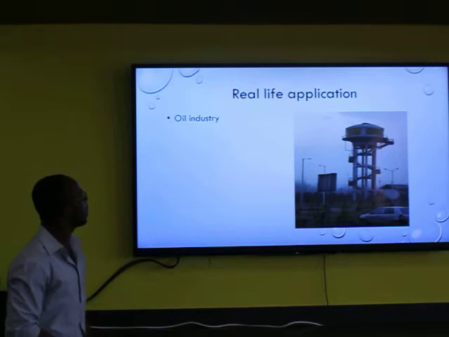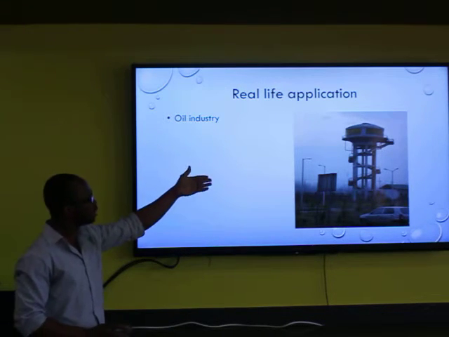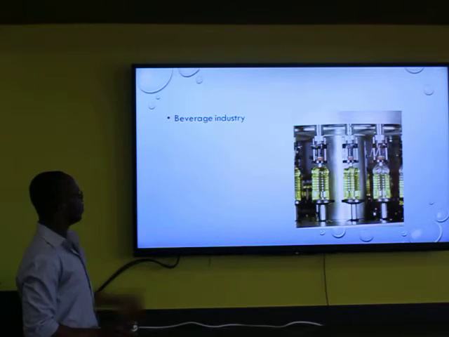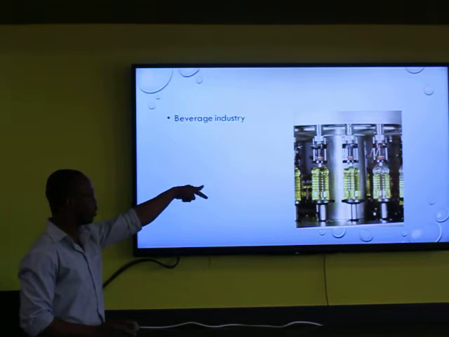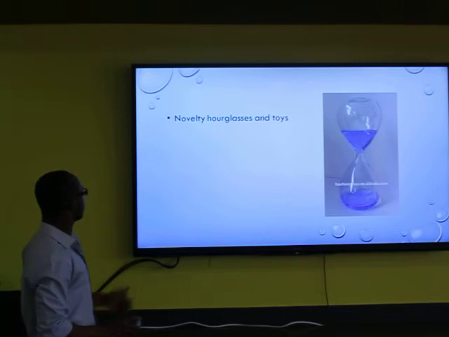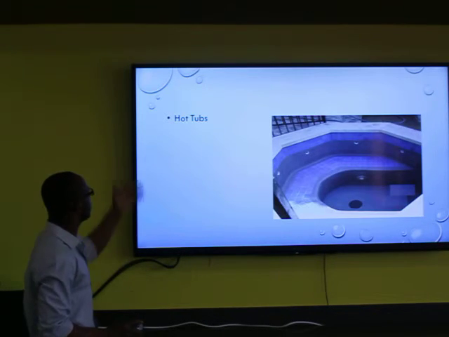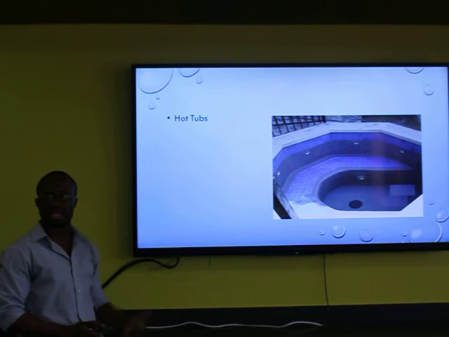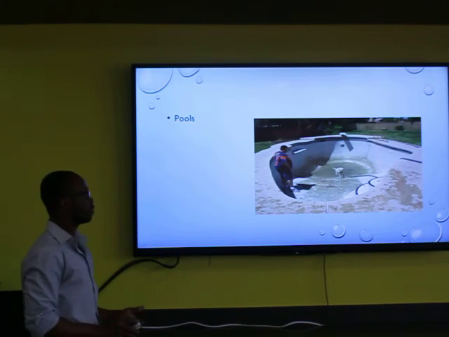That brings us to the application of our design. It's applied in the oil and gas industry. Many times it's required to drain the overhead tank, probably at the end of the year for servicing. In the beverage industry, the orifice opens directly into the bottles, and if the timing is not done right, the bottle is either overfilled or underfilled. So that's a practical application. Also the novelty glass, that's been in existence for a while, everybody knows about that. And the hot tub: if you're trying to clean your hot tub, you might want to know how long it takes rather than just sitting there. Also when you're servicing your pool in the summer.